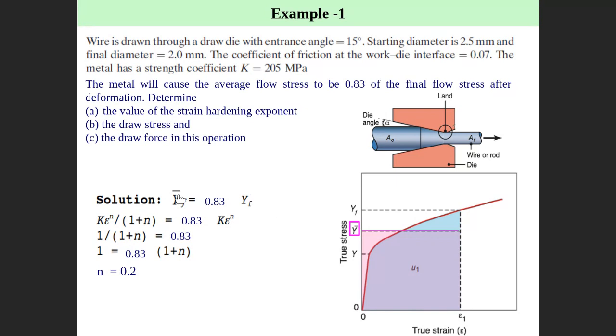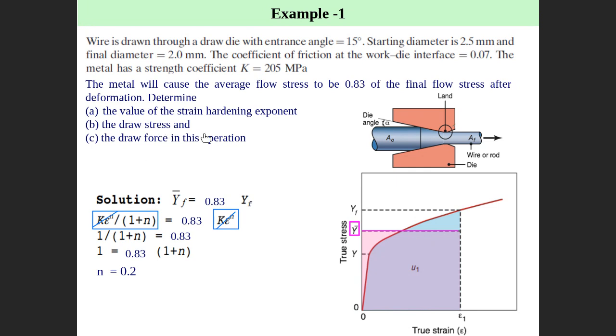Y bar flow equals K epsilon^n divided by n plus 1, and Y flow equals K epsilon^n, right? In a very simple way, K epsilon^n cancels with K epsilon^n, then you get one equation in n. You obtain the strain hardening exponent n equal to 0.2. Right.